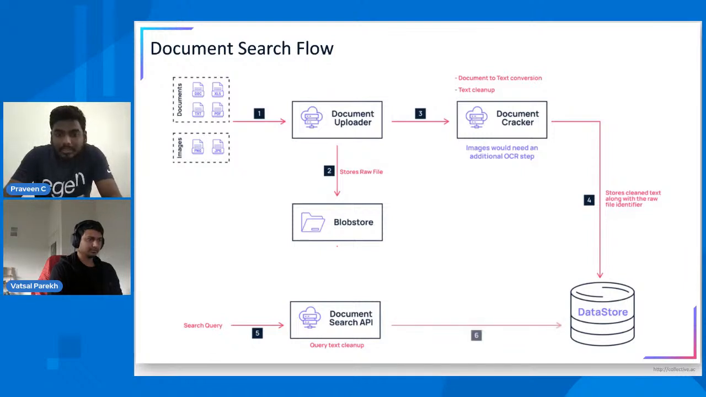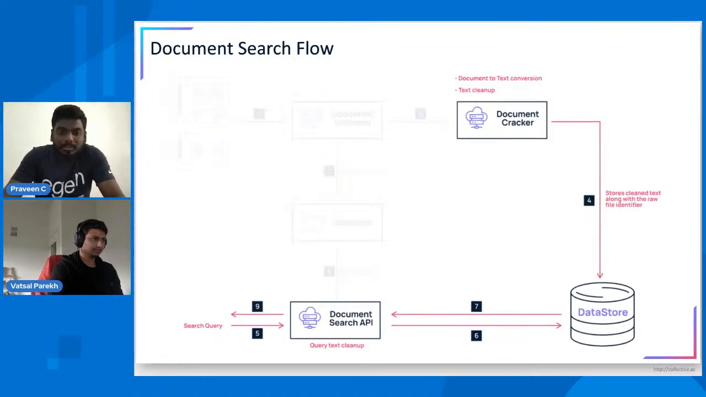Once that cleanup is done, we hit the query against the data store and retrieve the details of those documents. Once we have these details, we extract the original file from the blob store and send it back to the front end or the user. So this is the typical flow of document search. Now we'll look in detail at the document cracker, data store, and the document search API.